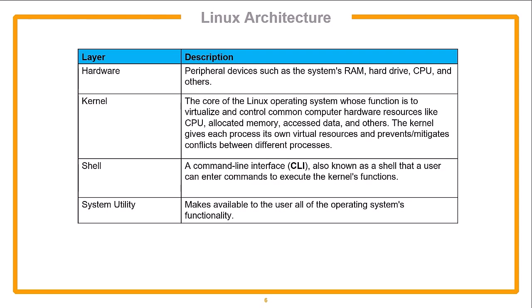Think of the Linux architecture like a layer cake. At the bottom, you have the hardware, your RAM, hard drive, and CPU. Sitting right on top of that is the kernel, whose function is to virtualize and control those hardware resources. It gives each process its own virtual resources to prevent conflicts. The next layer up is the shell, the command line interface where you enter commands to execute the kernel's functions. And at the very top is the system utility layer, which makes all the operating system's functionality available to you, the user.